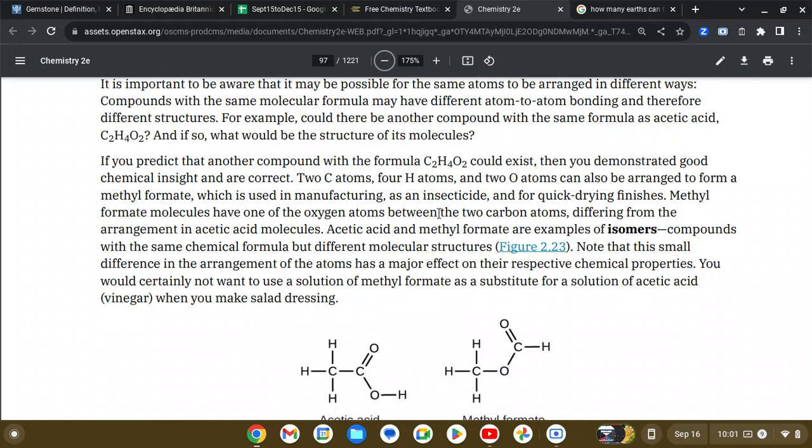Acetic acid and methyl formate are examples of isomers, compounds with the same chemical formula but different molecular structures. Note that this difference in the arrangement of the atoms has a major effect on their respective chemical properties. You would certainly not want to use a solution of methyl formate as a substitute for a solution of acetic acid when you make salad dressing.